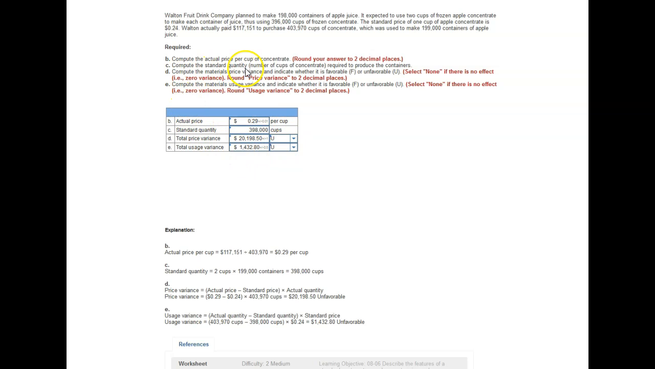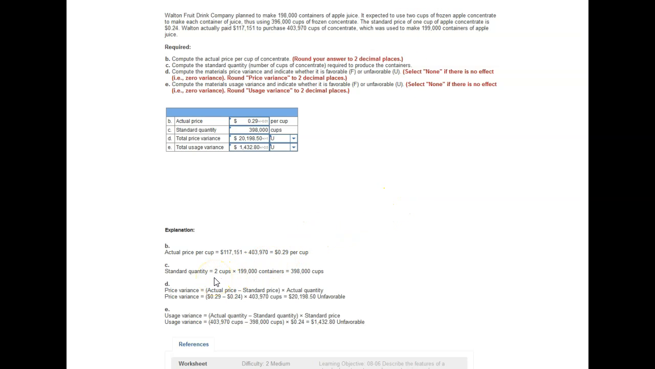Now they asked for the standard quantity. Now, standard quantity is the quantity they should have used based on actual output. It's sort of like a flexible budget. What should they have used? How many cups should they have purchased based on what they actually produced? Well, they actually produced 199,000 containers. The standard calls for 2 cups of concentrate per container. Just multiply. They do that right here.